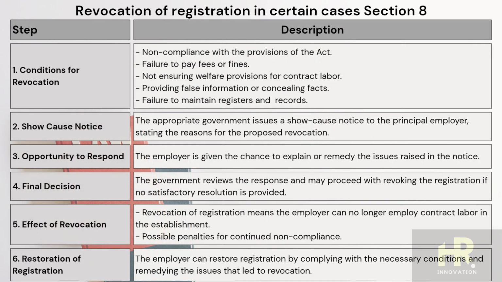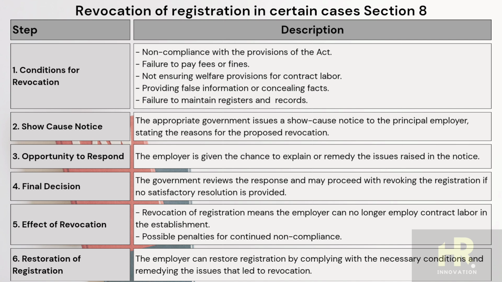It's all about how and when an employer's registration can be cancelled or revoked. Step 1. Registration can be revoked if the employer doesn't follow the Act, fails to pay fees or fines, ignores welfare measures for contract workers, gives false information, or doesn't maintain proper records and registers.